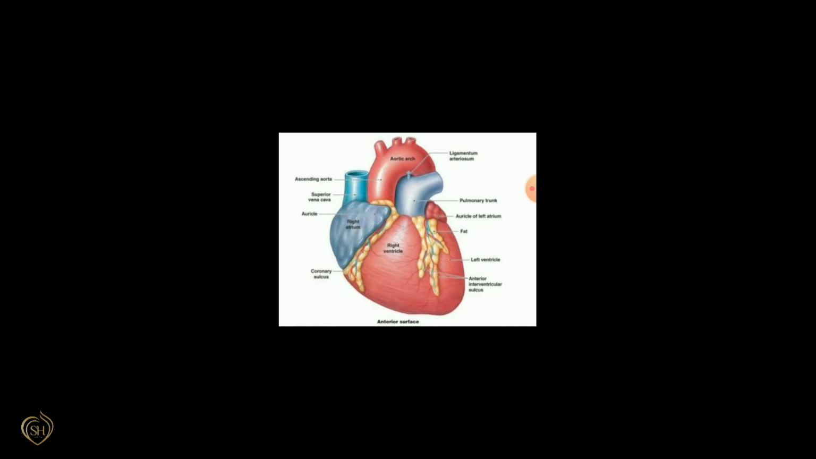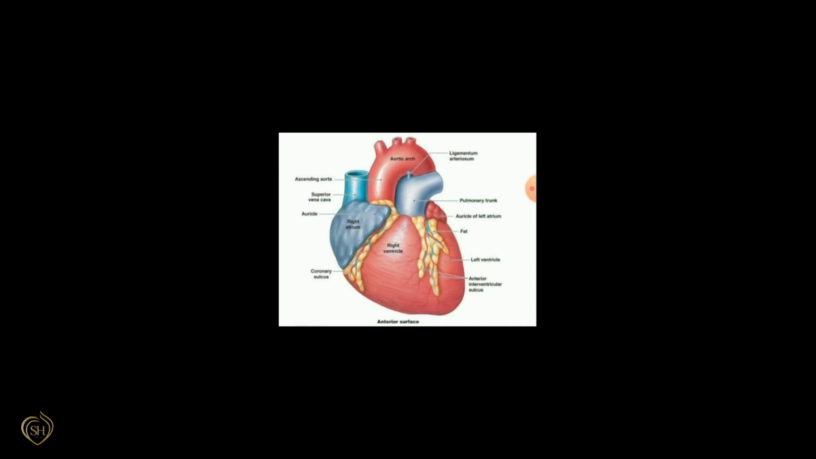And it is protected by a double-walled membranous covering called the pericardium. In between the pericardial membranes, there is a fluid called pericardial fluid. And what is the function of pericardial fluid? It reduces the friction during the heartbeat, and also it protects the heart from external injuries.